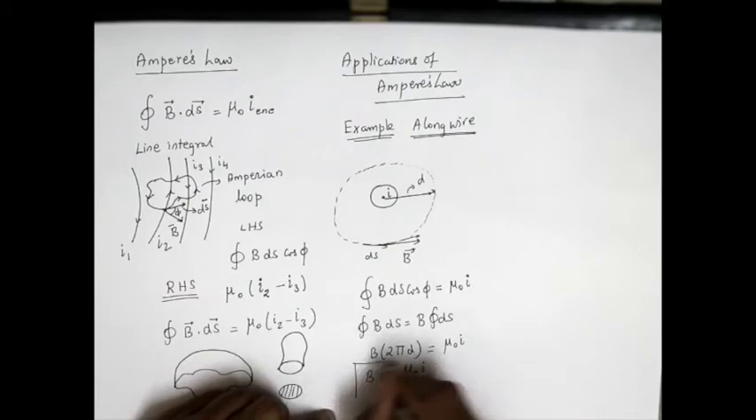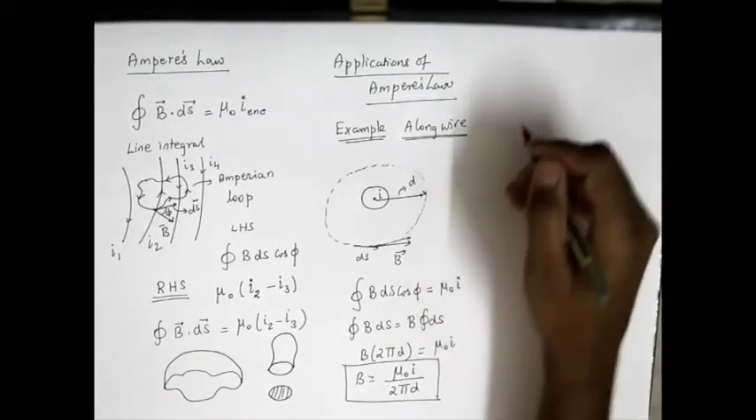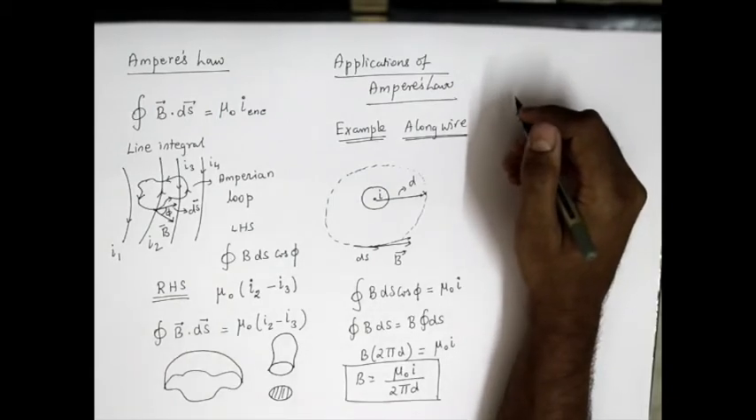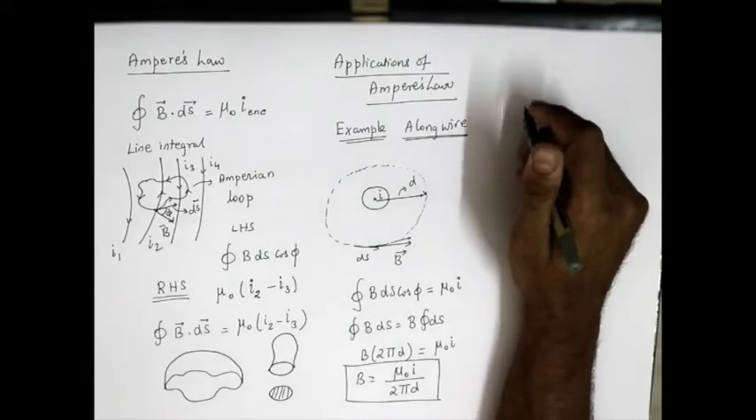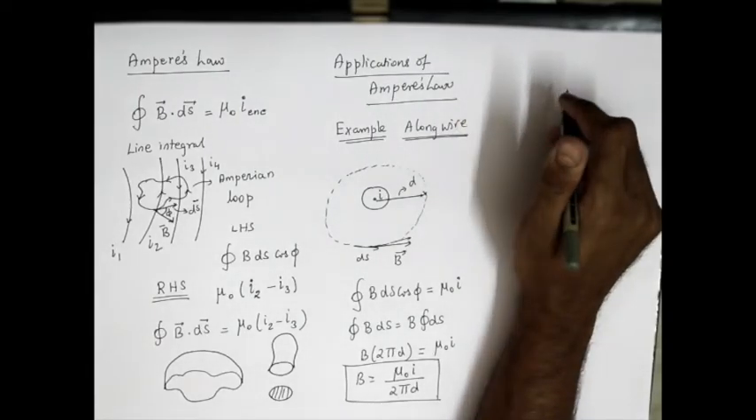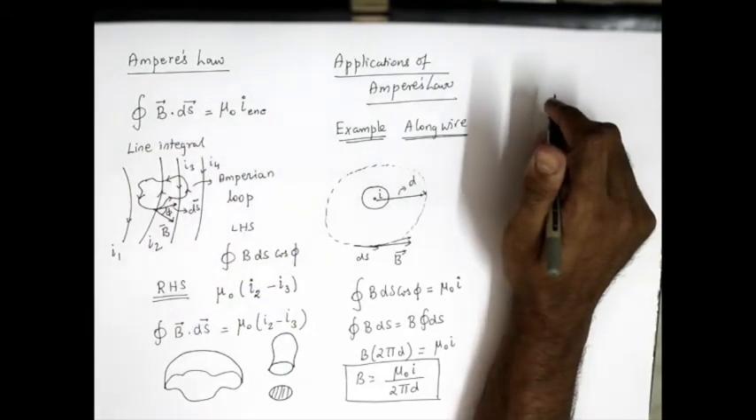This is a formula that we derived a couple of lectures back using Biot-Savart's law, and you will remember it was quite a cumbersome derivation. Now let us look at another example again of a long wire, but we are interested in calculating the magnetic field for any point P inside the wire.